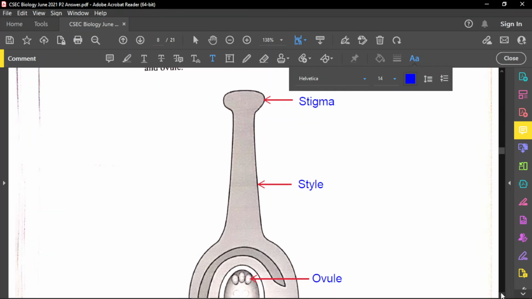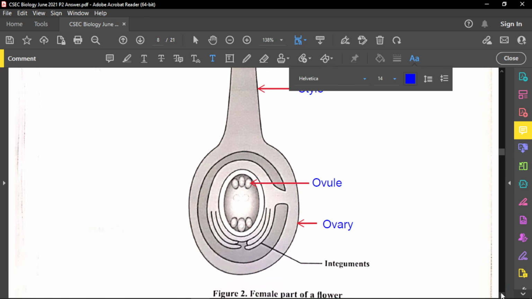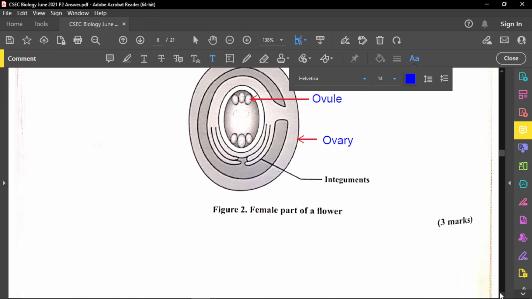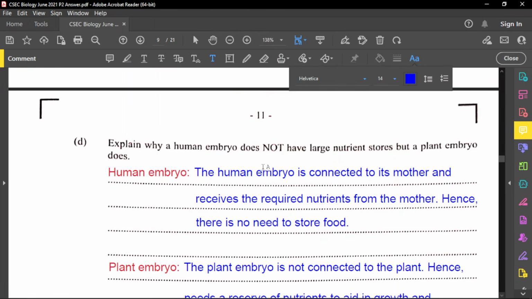You need to know the process of fertilization in flowering plants as well. And here we have the ovule and we have the ovary. All right, now let's jump into the next part of the question, part D. This part says to explain why a human embryo does not have large nutrient stores, but a plant embryo does. I kind of separate them in terms of the two things.